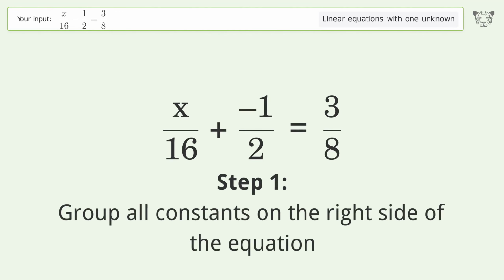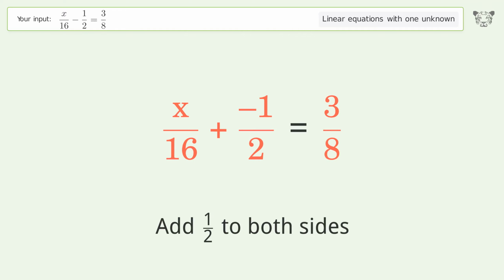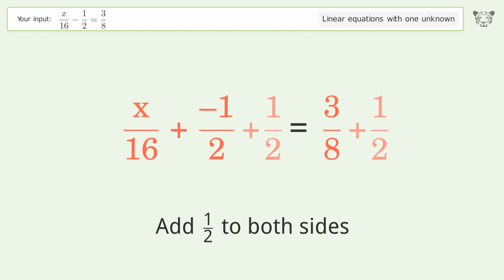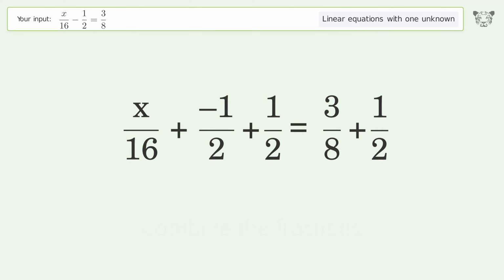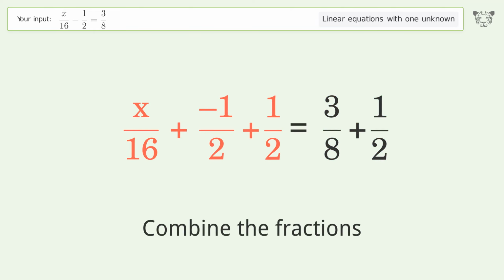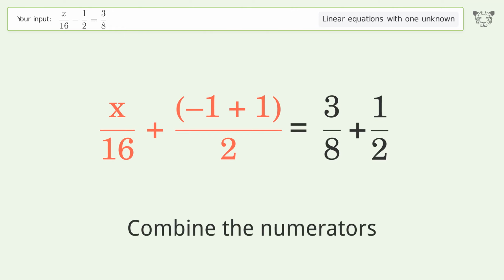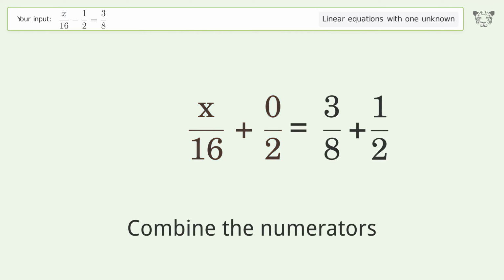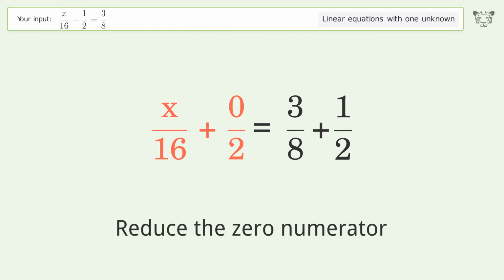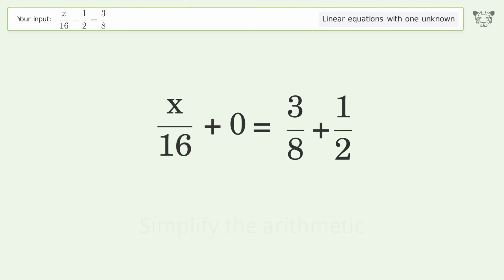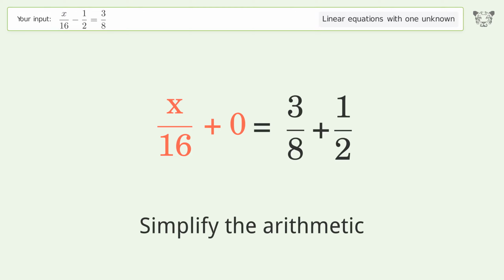Group all constants on the right side of the equation. Add 1 over 2 to both sides. Combine the fractions. Combine the numerators. Reduce the zero numerator. Simplify the arithmetic.